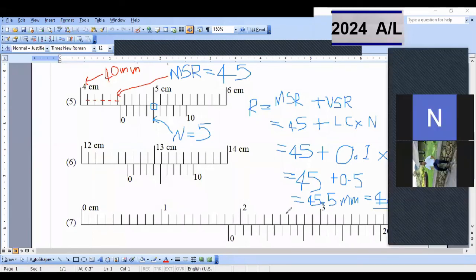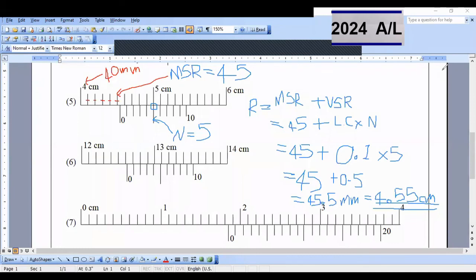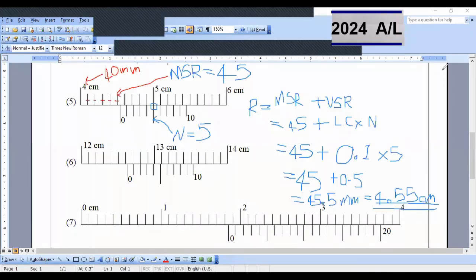So the next thing that we should learn is positive zero error of the vernier caliper, negative zero error of the vernier caliper, and other vernier scales. There are some other vernier scales, especially the extended vernier scale. Who has heard about extended vernier scales here? Anybody in the class?